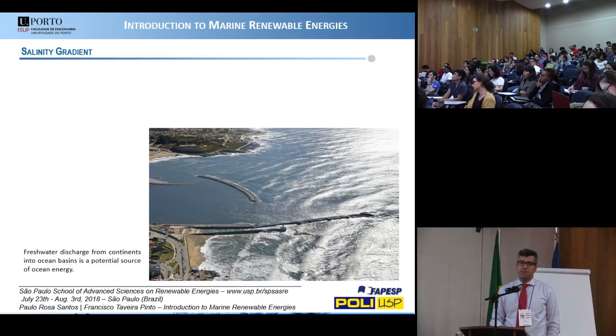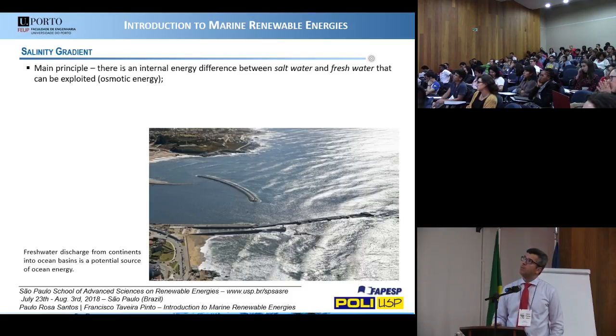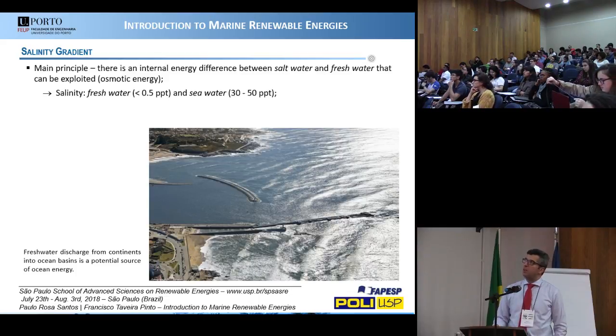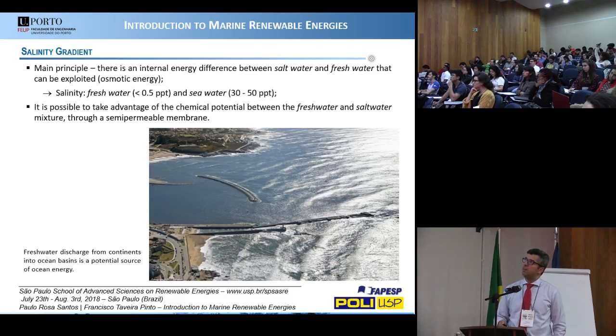Another resource is the salinity gradient. So we have here a river mouth, here we have the sea, so fresh water, salt water, so there is a difference in the concentration of salt, and that difference of concentration can be transformed into a source of energy. So the salinity of river water is around this figure here, the seawater around that, so we can explore that difference.